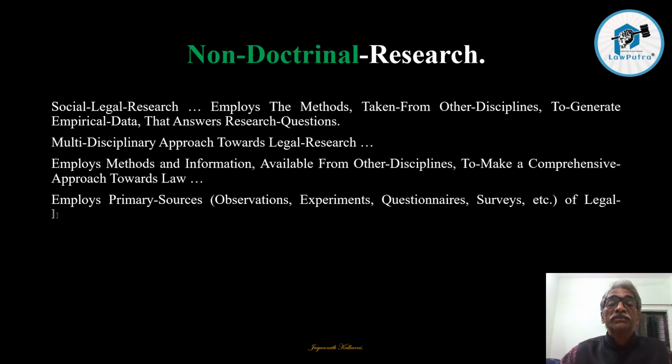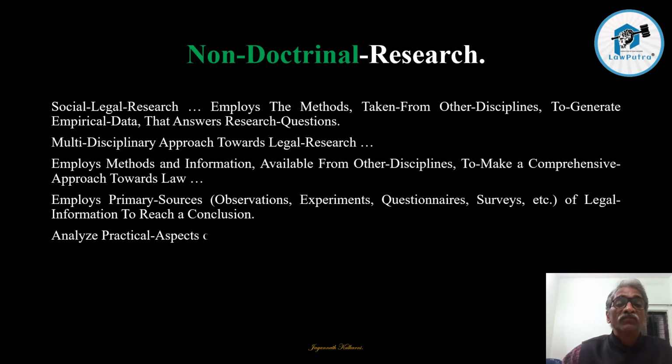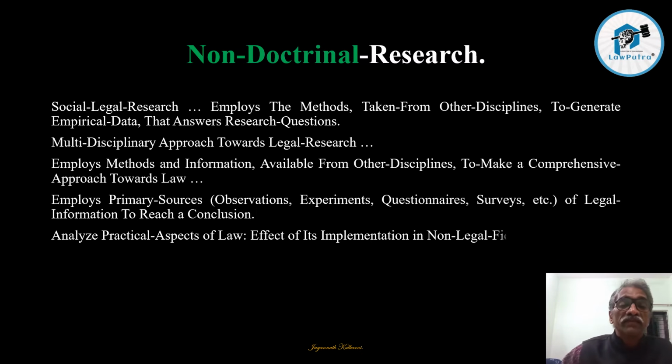Remember, it employs primary sources, observations, experiments, questionnaires, surveys, etc. of legal information to reach a conclusion. So this is important. Very first-hand information we are taking. We are not taking any second-hand information. All the primary sources are available, and that we are exploring.